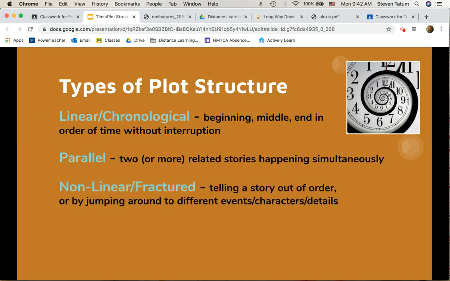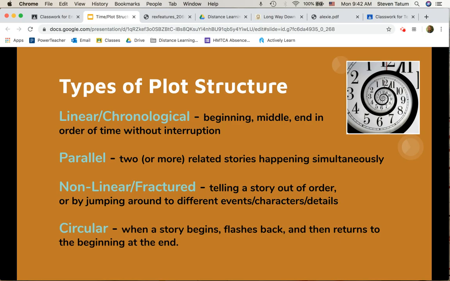Nonlinear or fractured storytelling is when the story jumps around through time and different places. Oftentimes it's like little vignettes or flashes of memory. You might remember we read some sections from The House on Mango Street. That is a kind of fractured narrative because we're getting these different pictures from different places throughout the story. This one is less common, and it's a little bit harder to keep track of. It's more advanced.